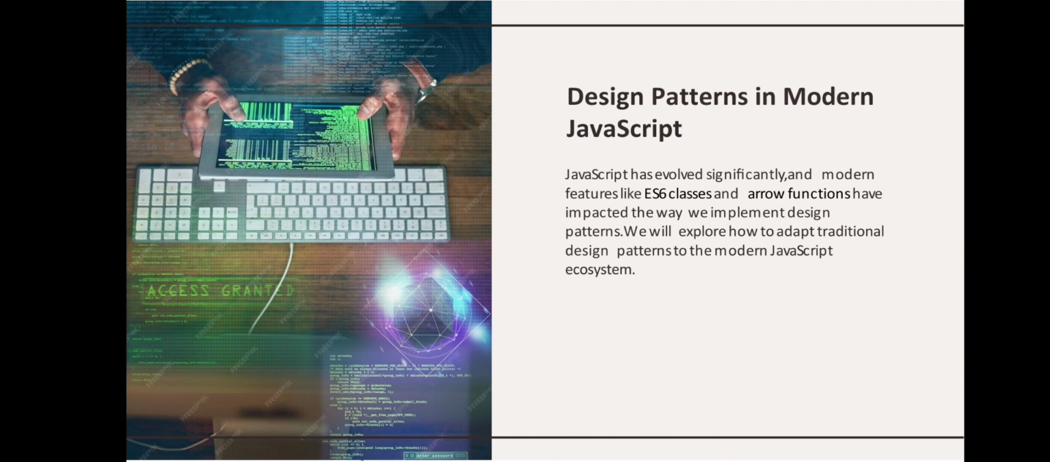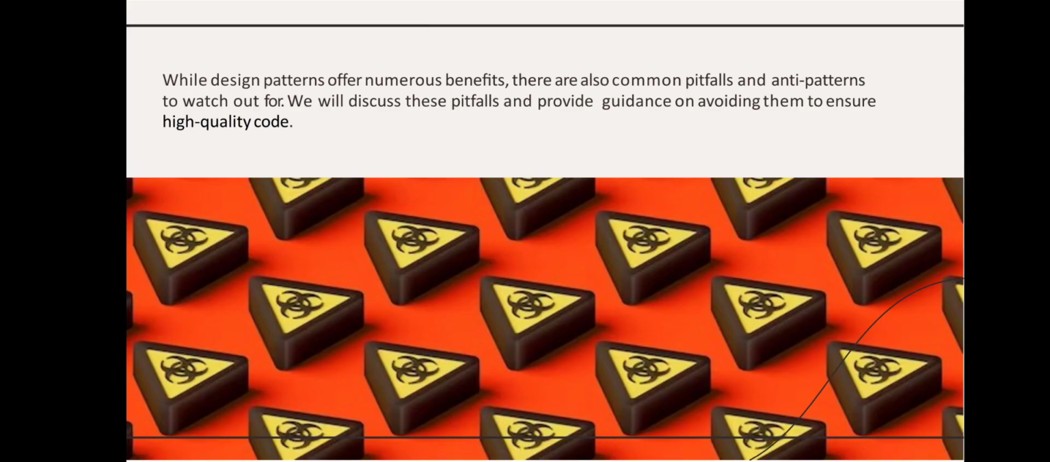Design patterns in modern JavaScript. JavaScript has evolved significantly, and modern features like ES6 classes and arrow functions have an impact. We will explore how to adapt the traditional design patterns to the modern JavaScript ecosystem. We will also discuss pitfalls and provide guidance on avoiding them to ensure high quality code.